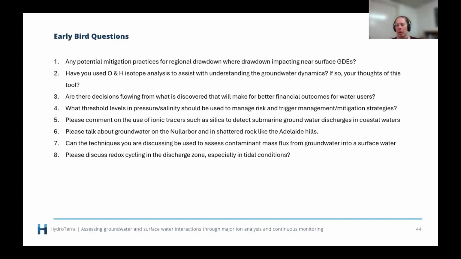And redox obviously has implications for metal mobility and speciation. So without knowing the specific question or the specific site that you're talking about there, I'm not sure I can add too much more in terms of the specifics of redox cycling, unfortunately. It sounds like you might need to have a specific presentation on discharge into coastal settings, Richard.